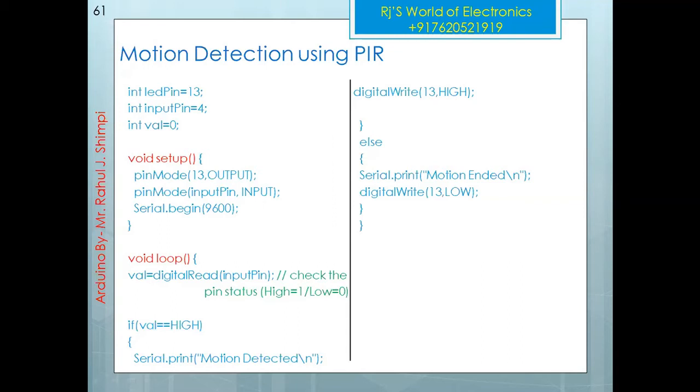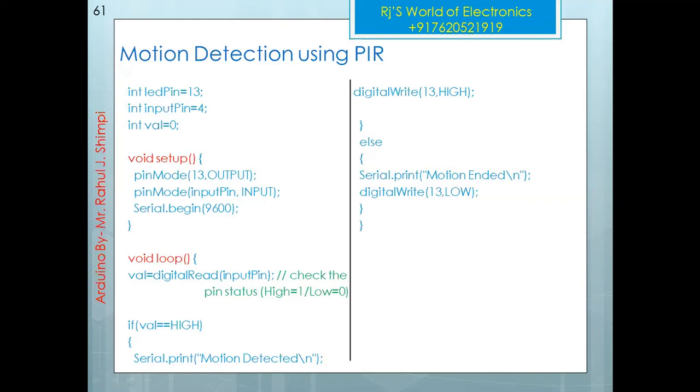Next is the conditional statement. If val double equal to HIGH, so it will compare the value present in val variable with the high value. If both are same, that is val contains high value, then it will enter to the next line, that is Serial.print in bracket double quote motion is present or motion is detected.